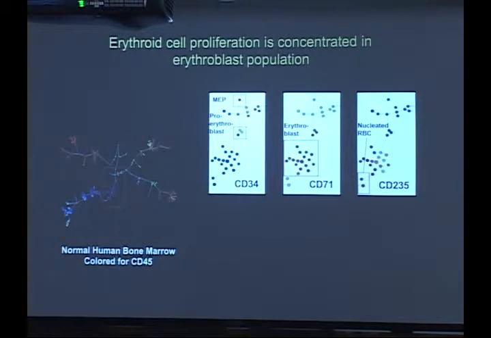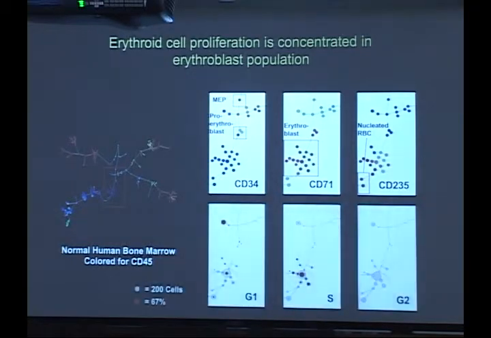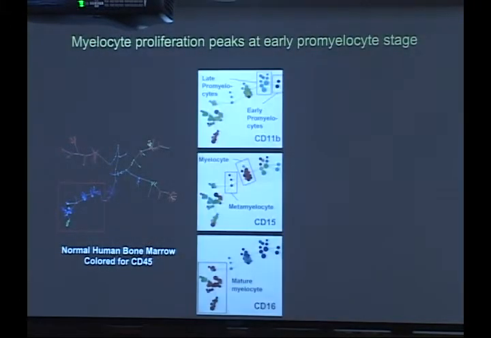We do the same thing in the erythroid population, again using CD34, CD71, and CD235 to define the different groups of erythroid cells. Again, we color the tree, and we can see that most of the proliferation, both in terms of G1 and S phase cells, is going on in the erythroblast population. We can see some more mature erythroid cells that are CD235 positive and CD71 low, and they have a relatively low fraction of S and G1 cells. And again, there are some G2 cells, but they're pretty rare, consistent with the other findings.